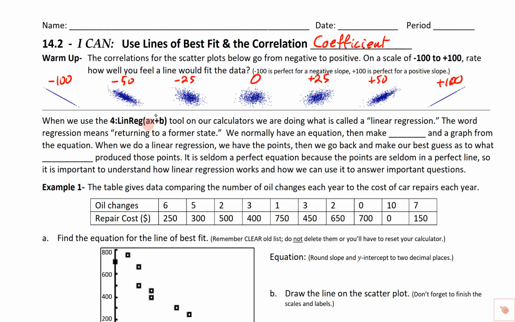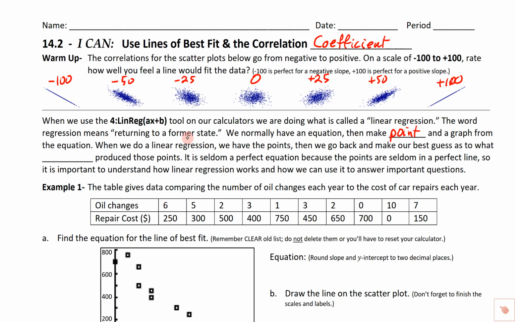Now, when we use this linear regression tool that we used on the calculator last time, this number 4, LinReg, so linear regression, ax plus b, and again, the calculator doesn't use y equals mx plus b, it says ax plus b. So we just kind of need to get used to that. That's what's called a linear regression, and the word regression means returning to a former state. So here's what normally happens. We normally have an equation, and then we make points and a graph from that equation. So we start with the equation, then we make some points, and we come up with the graph. Well, when we do a linear regression, what we're doing is we're turning to a former state.